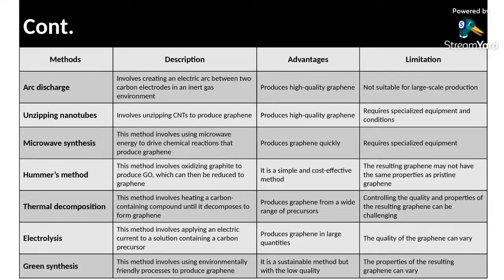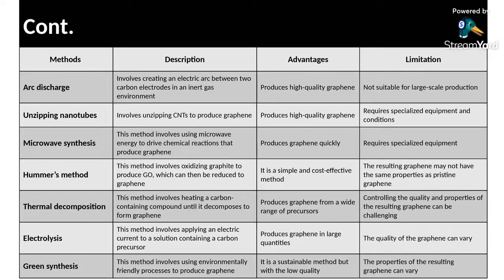Unzipping nanotubes, we can also use carbon nanotubes and unzip them to produce graphene. It produces high quality graphene, but requires special equipment and conditions. Then microwave synthesis, this method involves microwave energy to drive chemical reactions that produce graphene quickly, but requires specialized equipment.